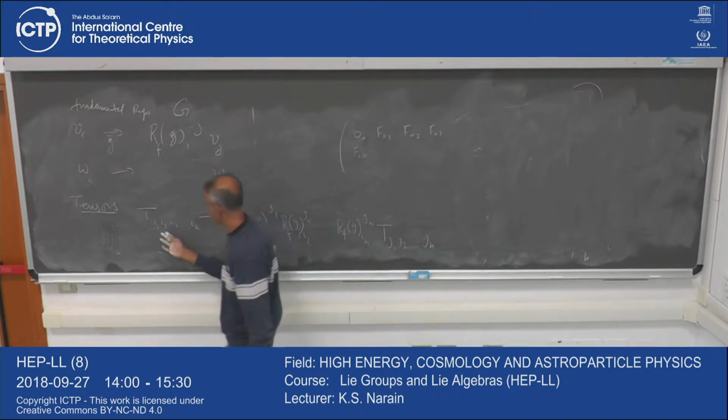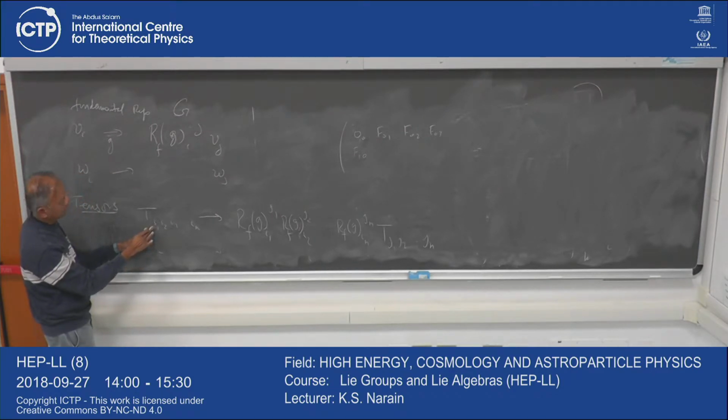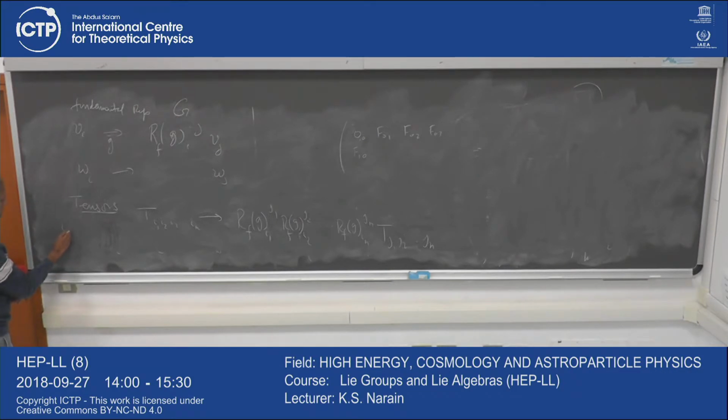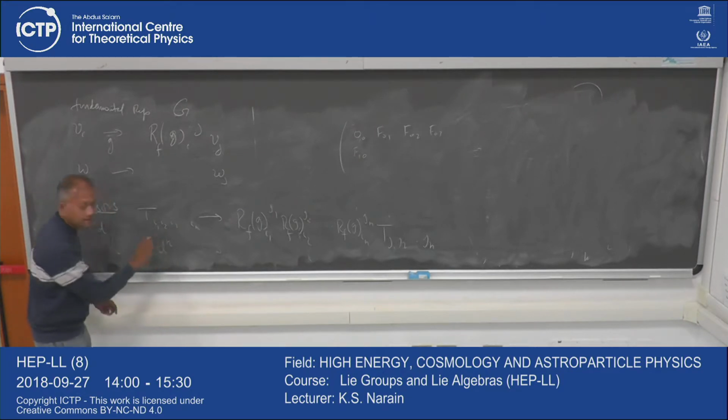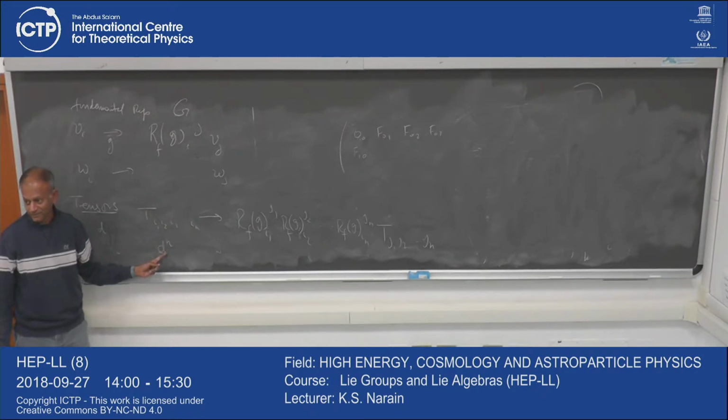How many such quantities are there? If each of these i's, unfortunately I use n here, suppose each of these i goes from 1 up to, let's say, d, where d is the dimension of the fundamental representation. Then how many such objects are there? It will be d to the power of n, right? Because this index can go from 1 to d, that one can go from 1 to d, each of them independently. So the total number of components here will be d to the n.